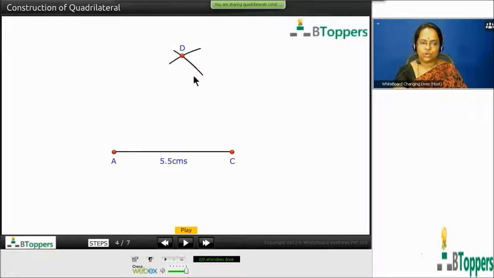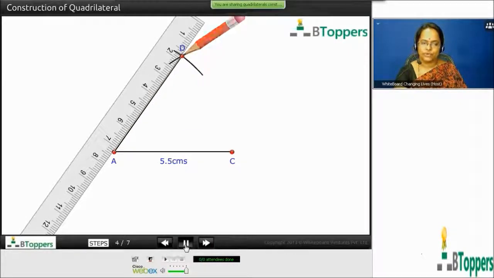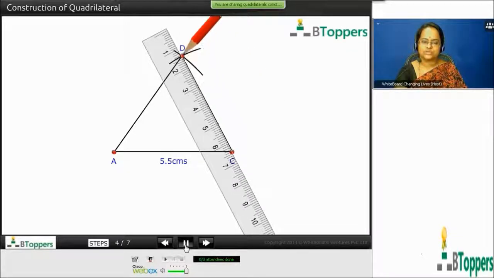From A, we could draw one arc. From C, we are drawing another arc on the same arc. So because of its intersection, now a point has been created here, that is D. Next step would be we join AD as well as CD. Join A to D and then join C to D. Then we got the three sides of the quadrilateral now. One more vertex is required, that is B over here. The vertex B is missing. For that, what has to be done? Let's see that.